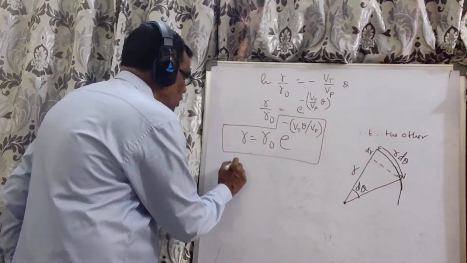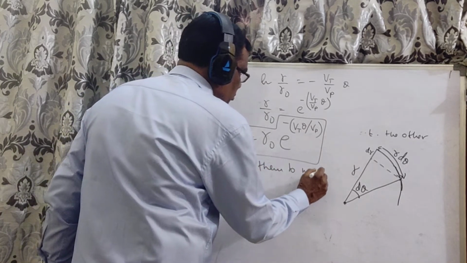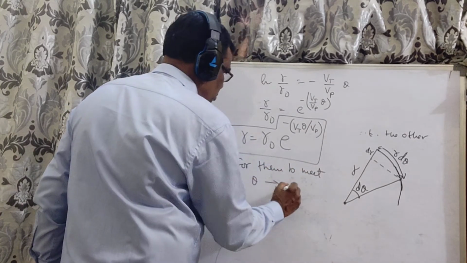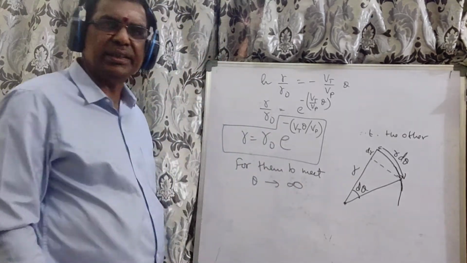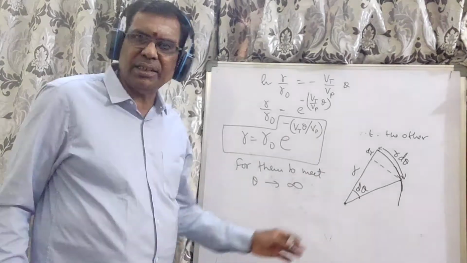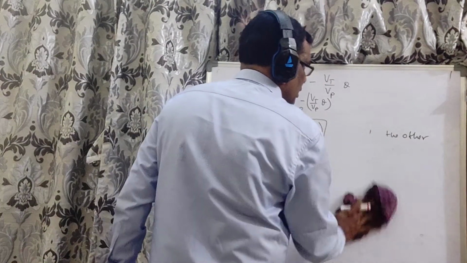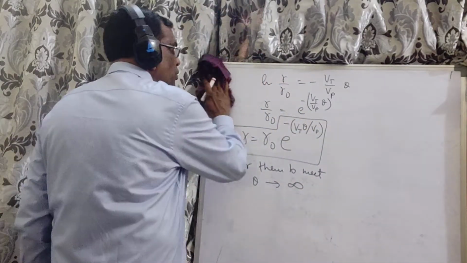So, for them to meet, theta must be infinity. That is how you should understand. This is the trajectory in all such cases. Hope this is clear to you. Okay?